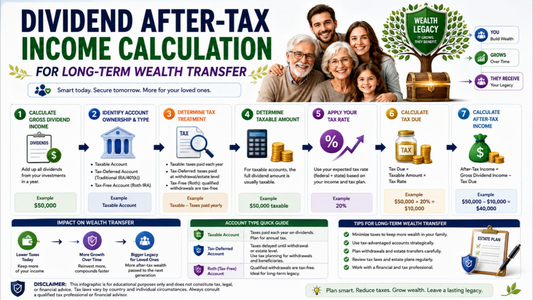First, start by calculating your gross dividend income. This means adding up all the dividends received from stocks, ETFs, funds, or other income-producing investments during the year. For example, if the portfolio produces $50,000 in dividends, that becomes the starting point before any tax calculation.